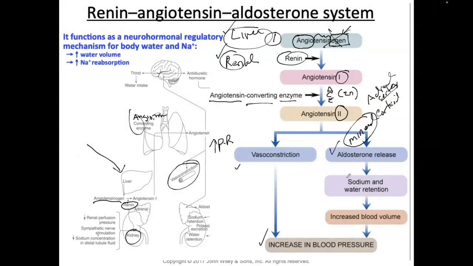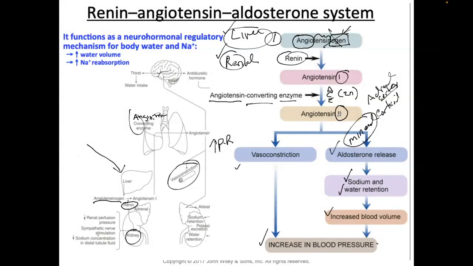The key word is mineral because it's going to hold on to and want to retain sodium, which is a mineral. Wherever minerals go, water goes. So if you're holding on to the mineral sodium, you got to hold on to water. If you hold on to salt and water, you increase the volume of blood, the blood volume, which then increases blood pressure.